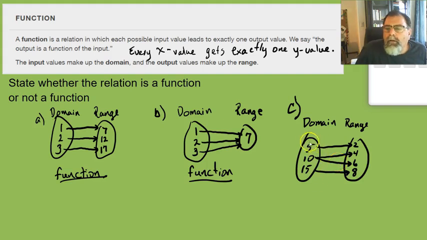All right, so the answer is no, because if you look at 10, this member of the domain got assigned 2 values of the range. And again, the key is it has to get exactly one output value, right? So 10 violates that rule, so it got 2 members of the range. So the answer is no, it's not a function.